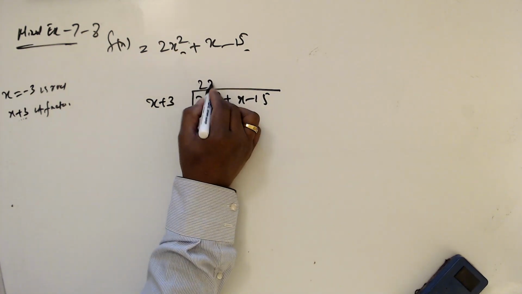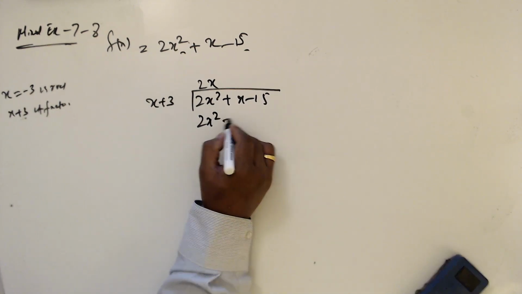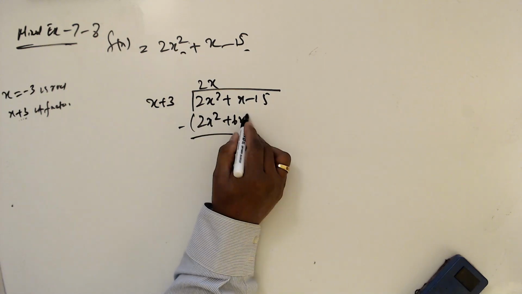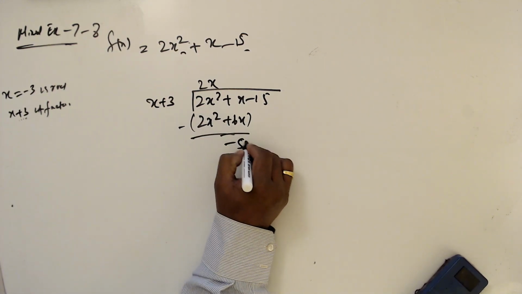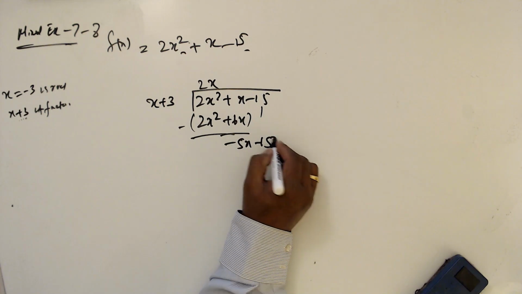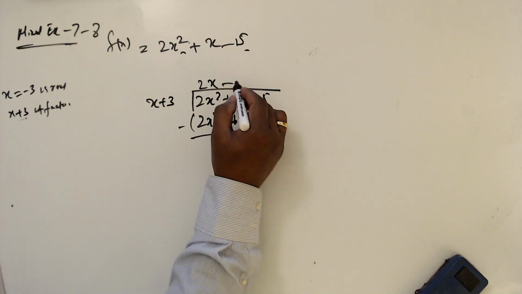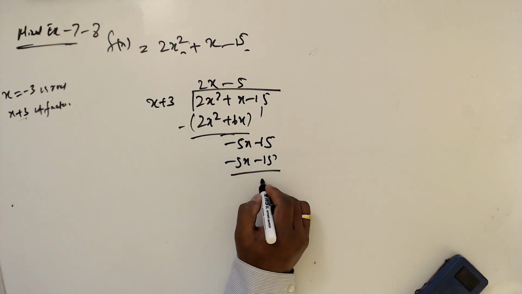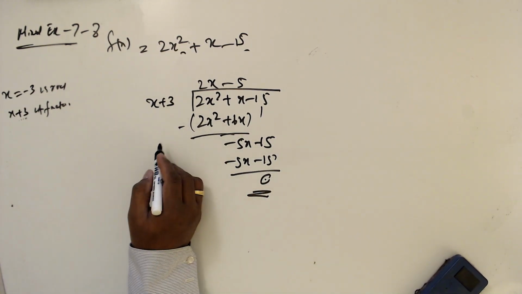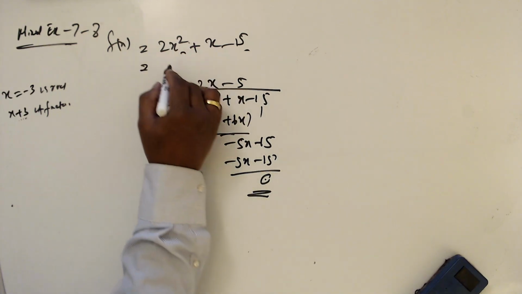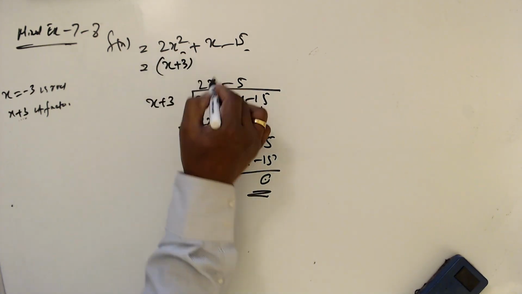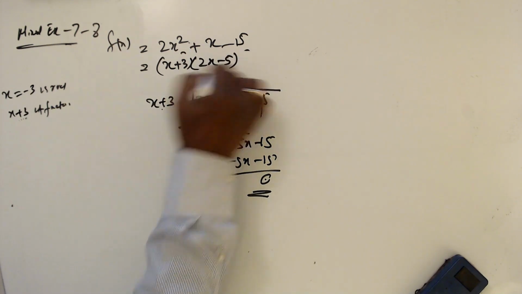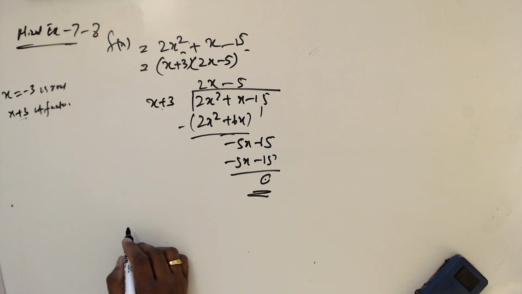So this is going to be 2x squared plus 6x. When you subtract those two, this is going to be minus 5x, and I bring this down, minus 15. So minus 5x minus 15 is going to be 0. So the answer is x plus 3 times, this is the divisor, and 2x minus 5 is the quotient.